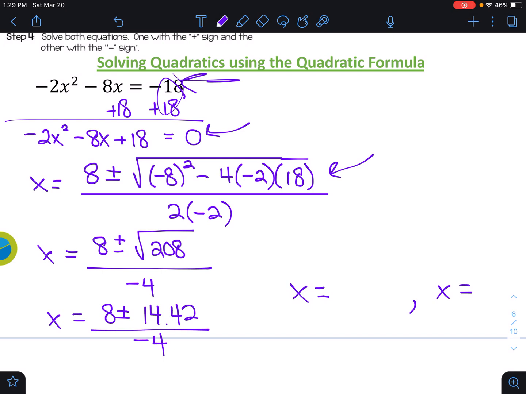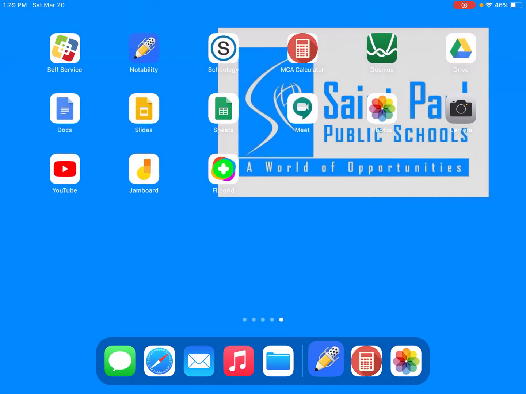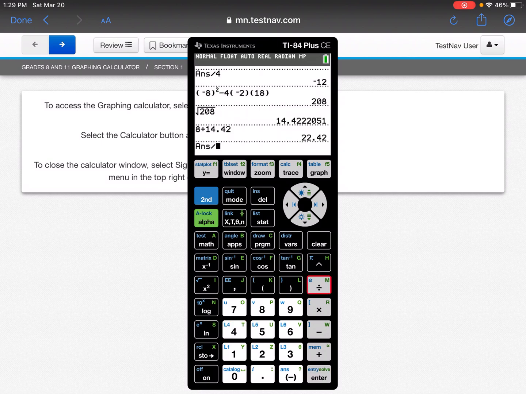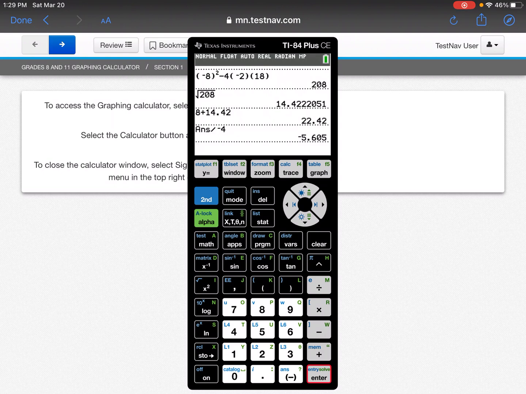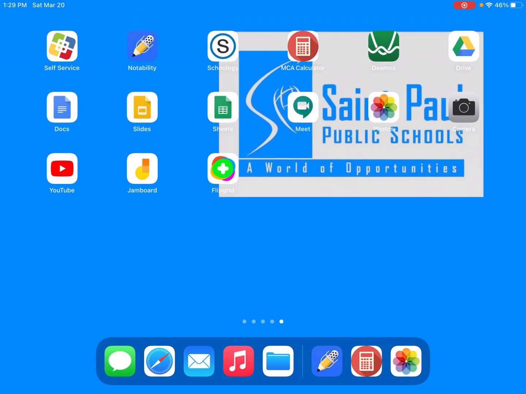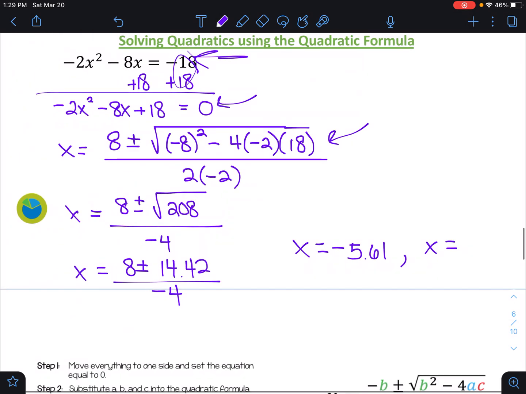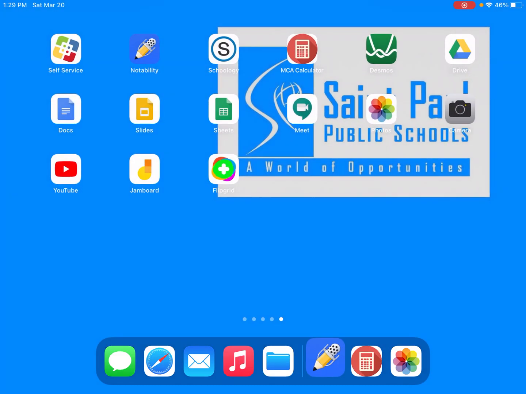I'm going to do 8 plus 14.42. Hit enter, and then I'll divide by negative 4. Divided by negative 4 is negative 5.605. So we're rounding to the nearest hundredth, so that would be negative 5.61. Okay, now I'm going to do 8 minus 14.42. Hit enter.